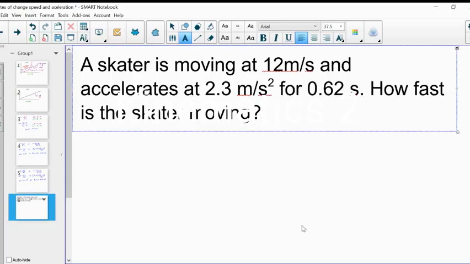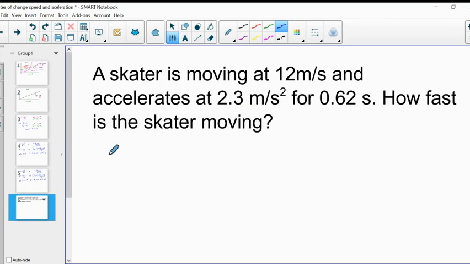So here's a problem for us. A skater is moving at 12 meters per second and accelerates at 2.3 meters per second squared for 0.62 seconds. What we want to know is how fast is the skater now moving?